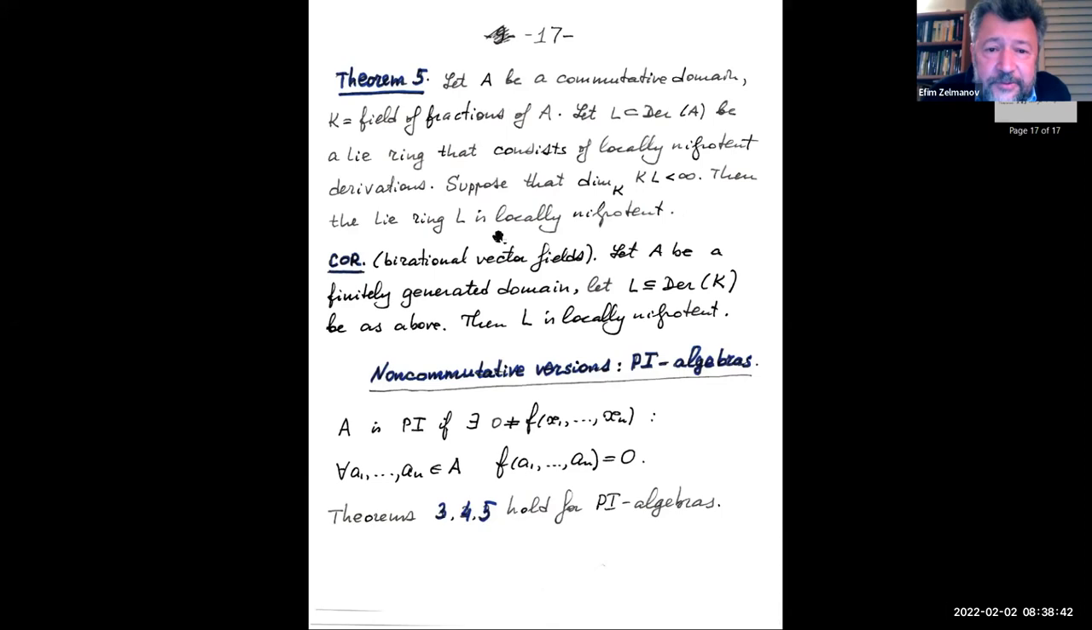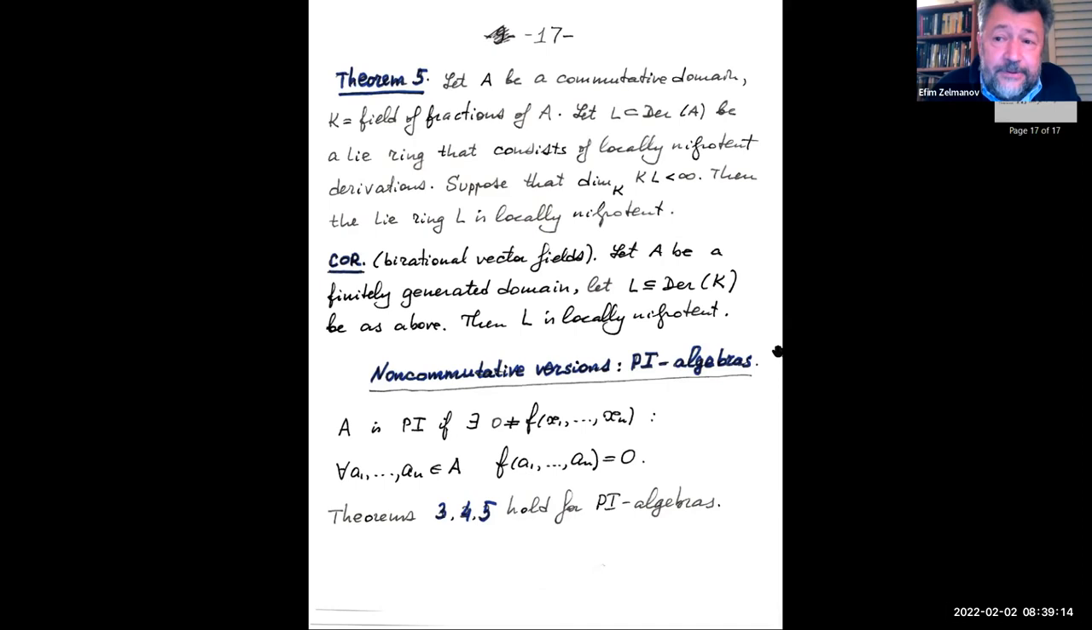And from this extension, we can get the theorem for birational vector fields. Let A be a finitely generated domain. If L is a Lie algebra that consists of locally nilpotent derivations, then L is locally nilpotent. We apply this theorem to K, and K is not finitely generated.